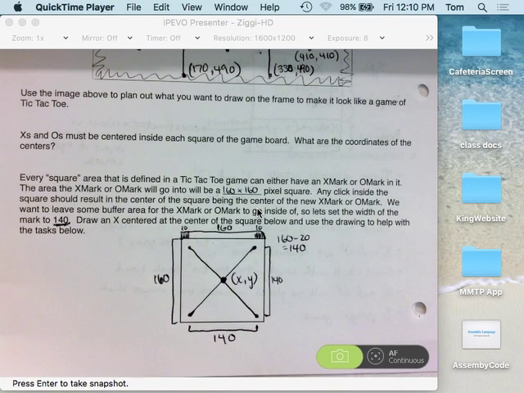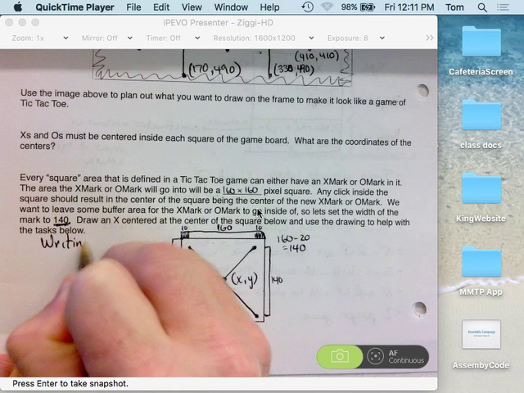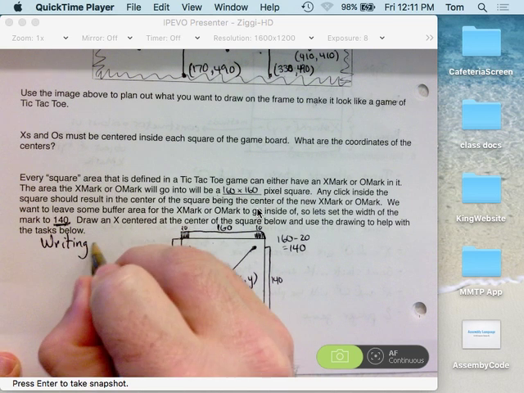What we want to do is we want to come up with a general formula or general algorithm, okay, for creating an X, and we know that the X can be drawn pretty much wherever, okay? So what are some steps that we can do for writing an algorithm?